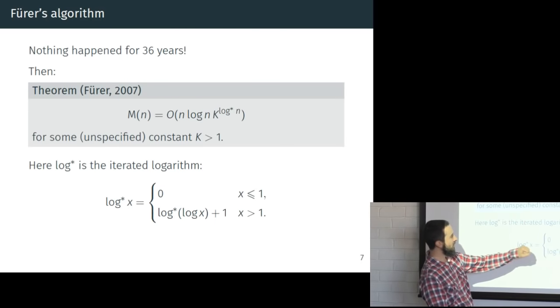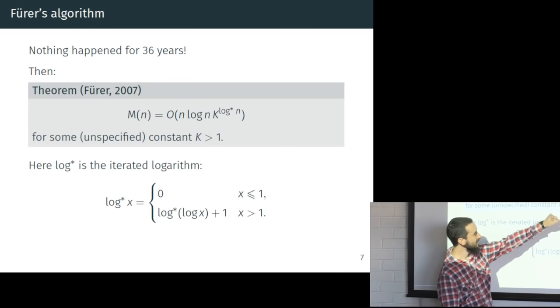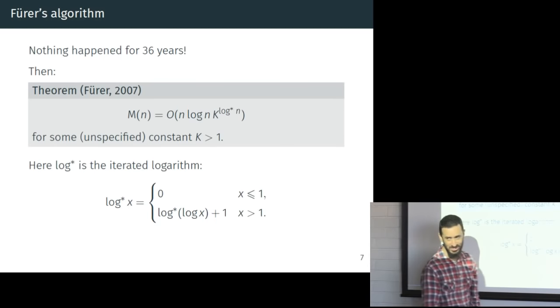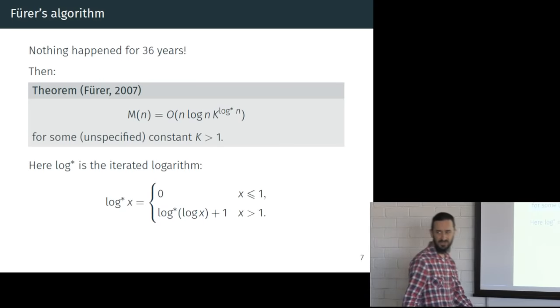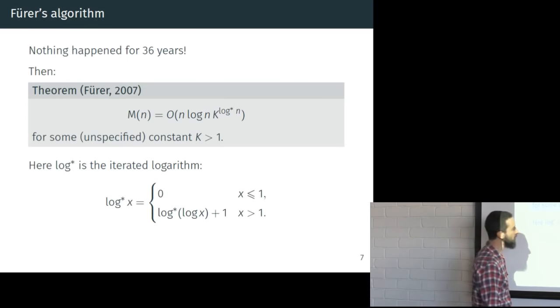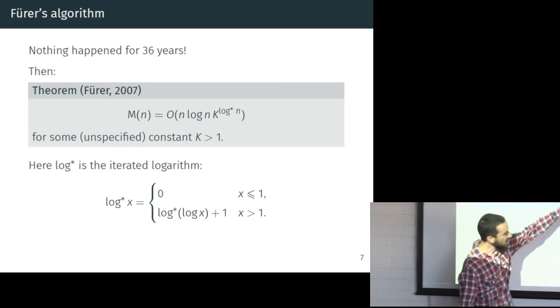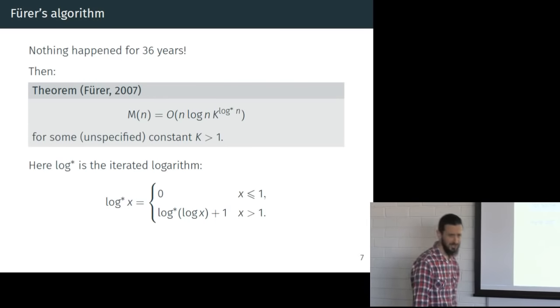So what did he do? He replaced the log n by this function, k to the log star n. So k here is some constant. He didn't bother figuring out the constant, but you could figure it out if you wanted to. The log star n is the iterated logarithm. It's a very, very slowly growing function.